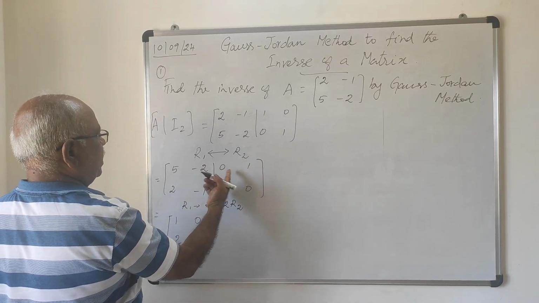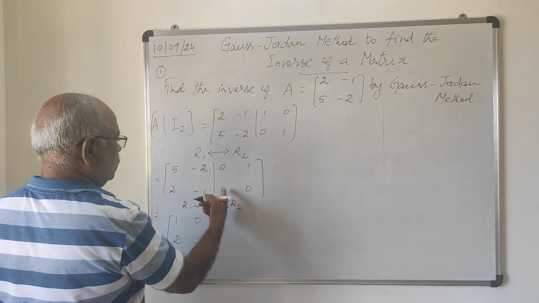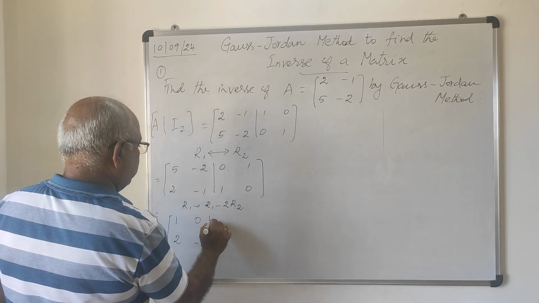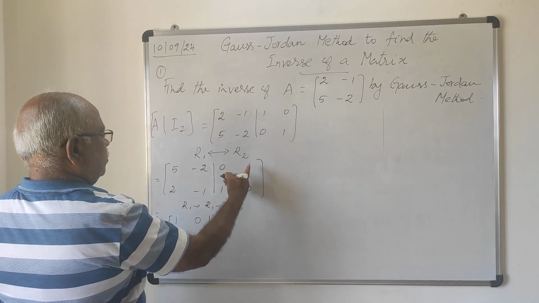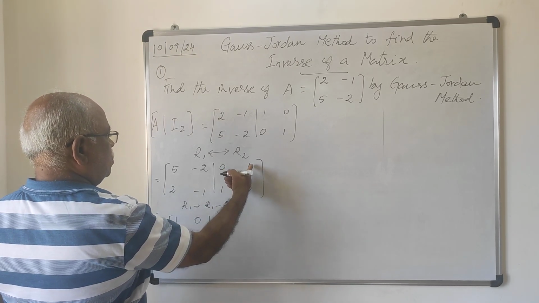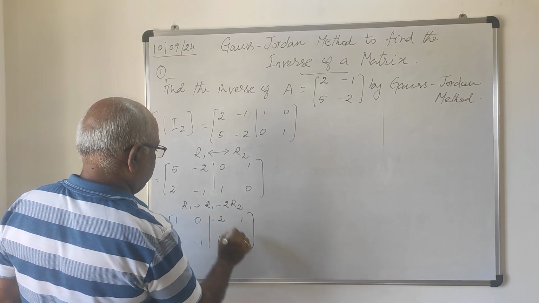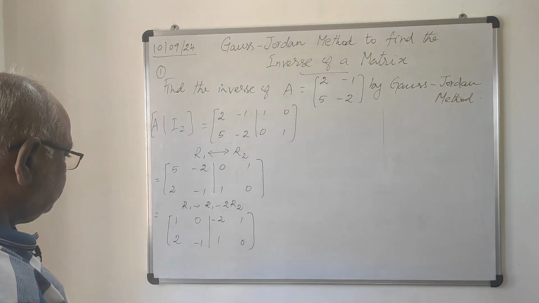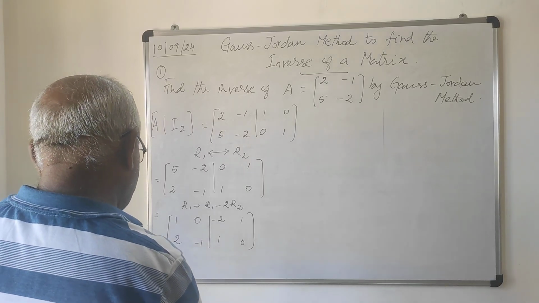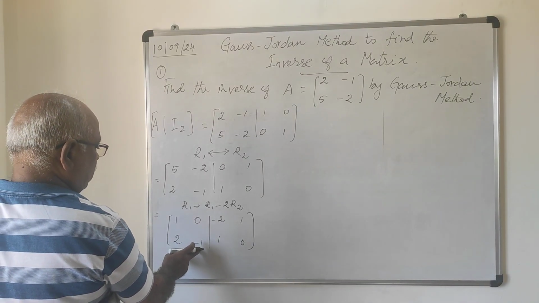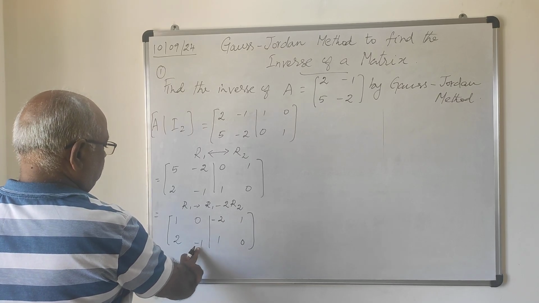Similarly, the same operation is to be applied on the identity matrix also. R1 minus 2 R2: 0 minus 2 into 1 is minus 2, and 1 minus 2 into 0 is 1. The second row remains as it is. Next, you divide R2 by minus 1, or multiply by minus 1.